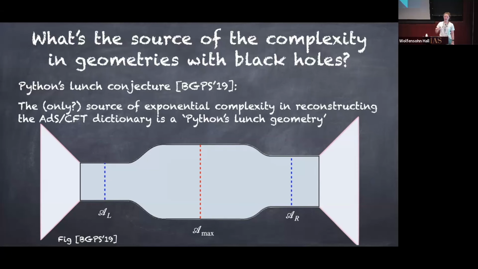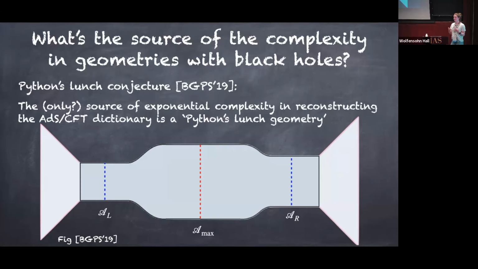What the Python's lunch conjecture says is that even though this entire region is reconstructible, the region that lies between A_R and A_L shouldn't be efficiently reconstructible. So the conjecture argues that everything from A_R to the right should be efficiently reconstructible on the boundary, meaning that if you have access to the boundary theory and a polynomial time quantum computer, you should be able to probe the bulk in this region. But everything that lies between A_L and A_R will only be accessible if you have some exponential time quantum computer.